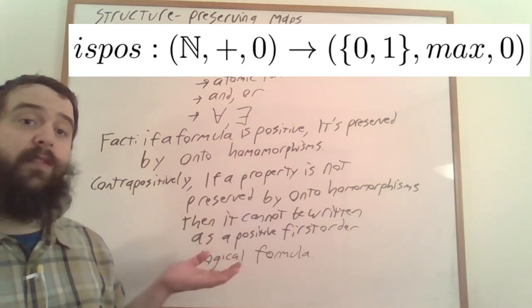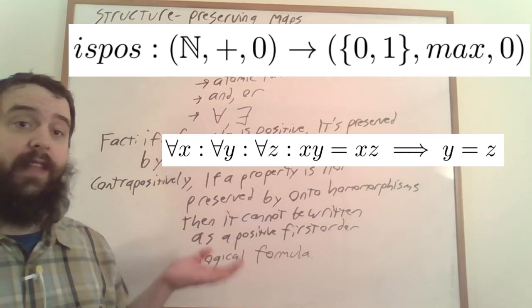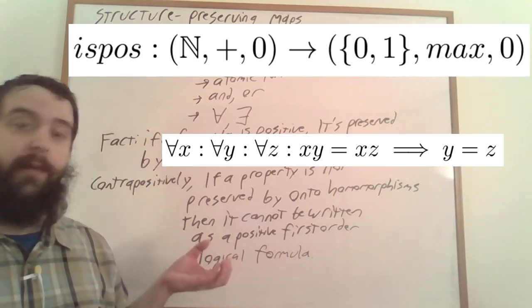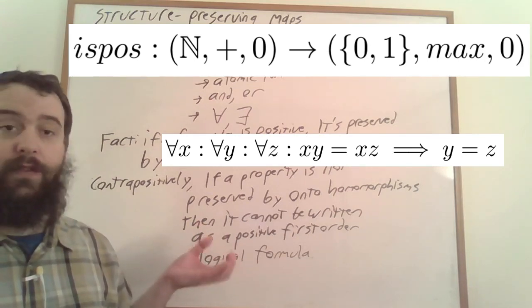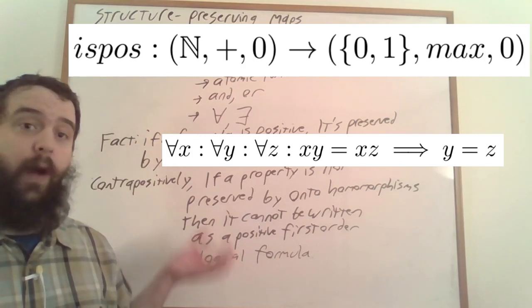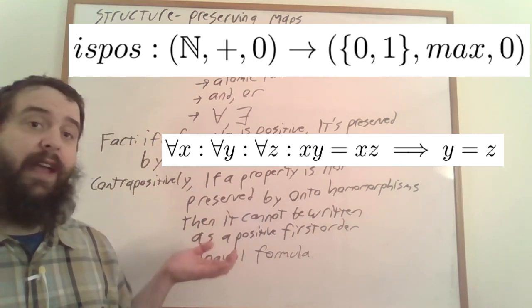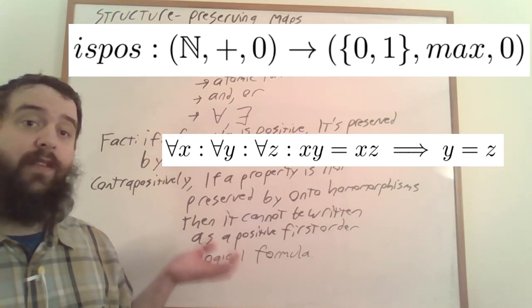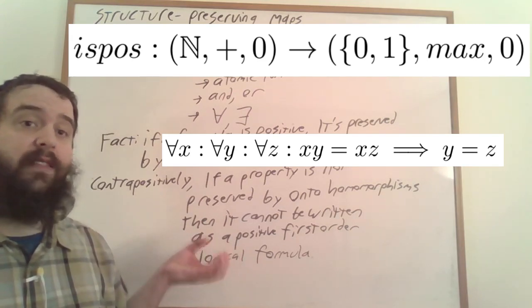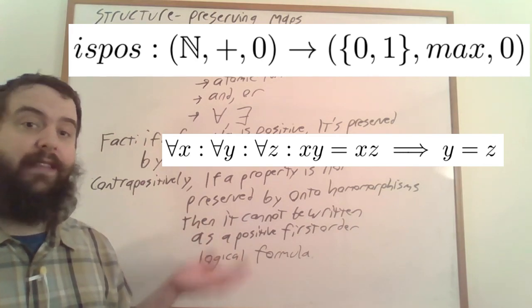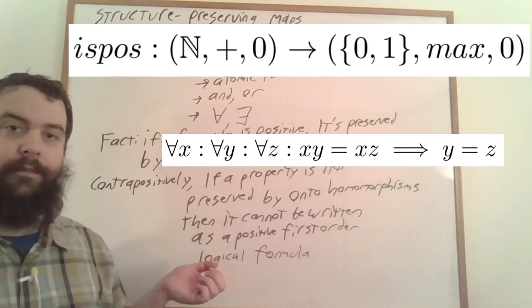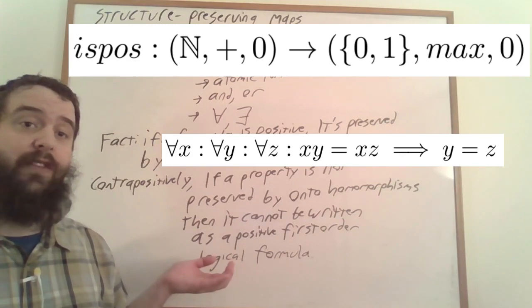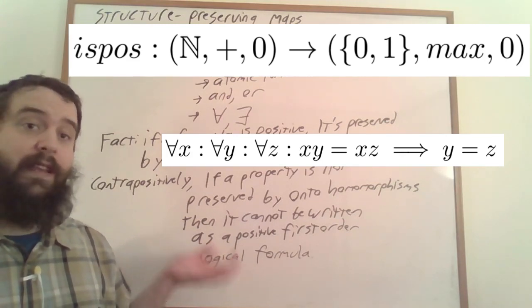This homomorphism also doesn't respect the cancellation property. In the natural numbers, if x plus y is equal to x plus z, then y is equal to z. On the other hand, in our {0, 1} with maximum structure, this is not true. And so that tells us that we can't express this cancellation property as a positive first-order logical formula. Somehow, having this implication here, or a negation somewhere, is necessary.